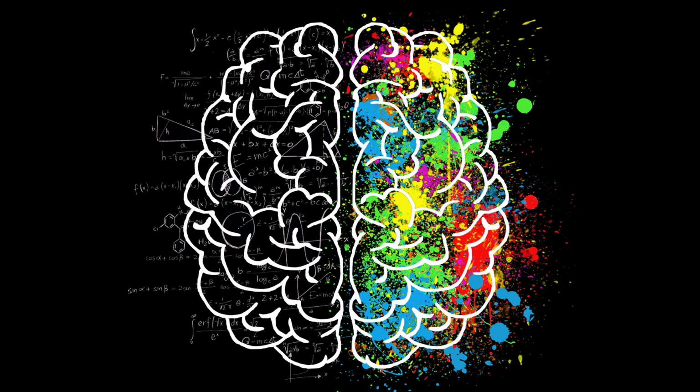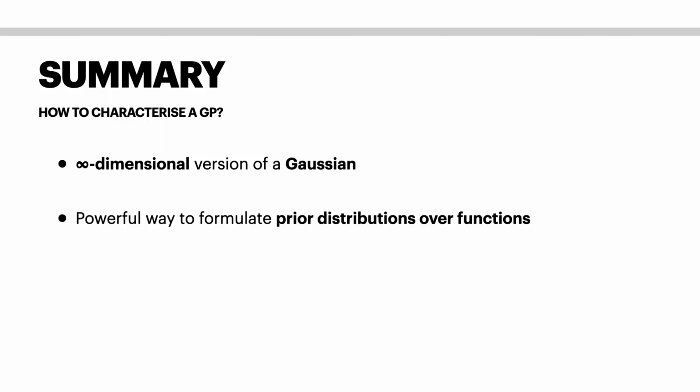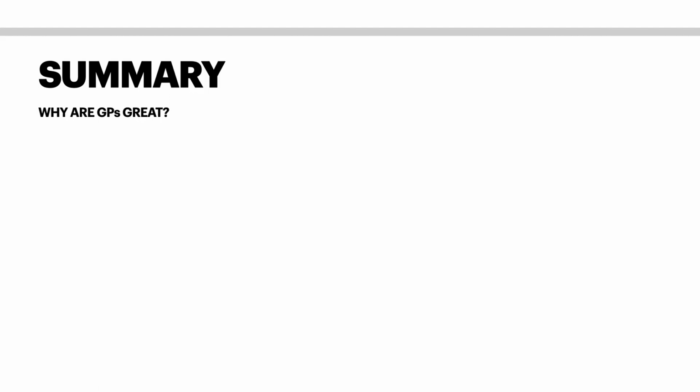Okay, so by now your brain probably feels like this, so this would be a good point for us to make a quick summary of what we've learned and wrap things up. First, how did we characterize a GP? We said that GPs are the infinite dimensional version of the Gaussian distribution. This is useful because GPs define distributions over functions, and it turns out that we can use this to learn unknown functions with error bars directly from our data. All we need is to pick a covariance kernel that reflects whatever prior knowledge we have, and then a little bit of linear algebra will make all the magic happen.